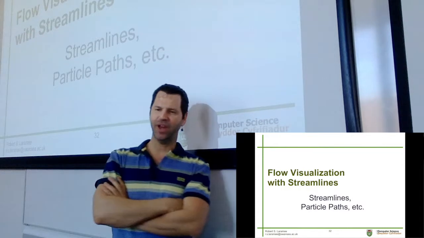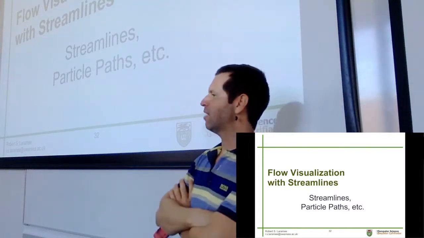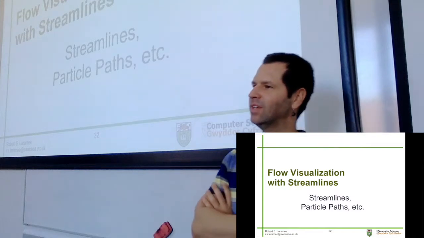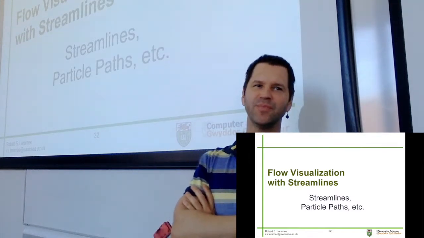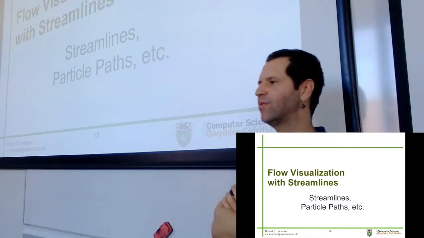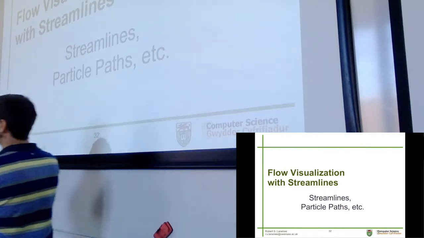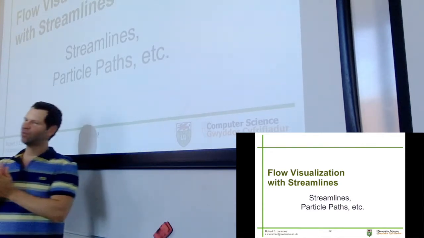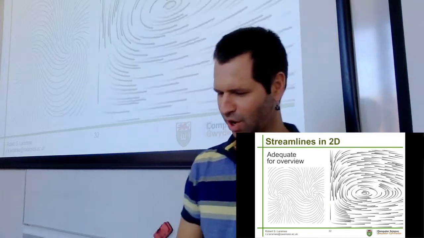There's another way to define streamlines. Anybody remember a more mathematical way? It's a curve everywhere tangent to the flow. And tangent means aligned with the flow or the vector field. Okay. So that's what we're talking about.